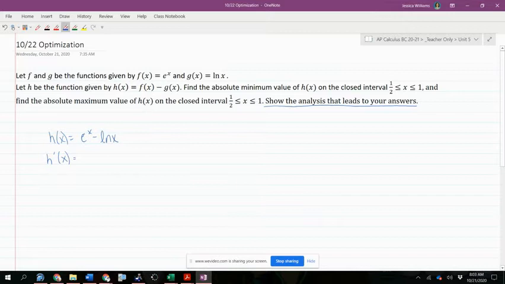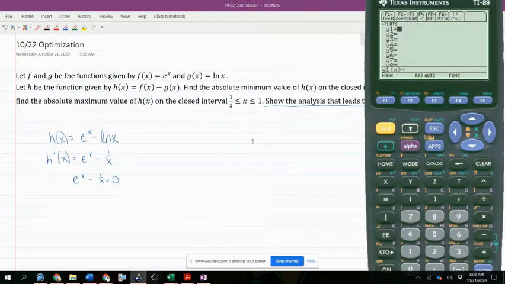It's not a difficult derivative. e to the x is e to the x. Natural log is 1 over x. And then we have to take that derivative and set it equal to 0. And here's where I now no longer want to use my brain. I want to use this really nice machine that I have over here. So let's see. I'm going to pretend like I don't know what I'm doing so much in this question.